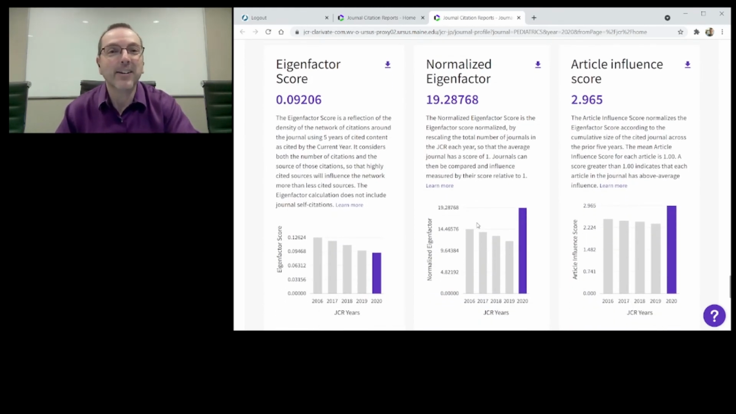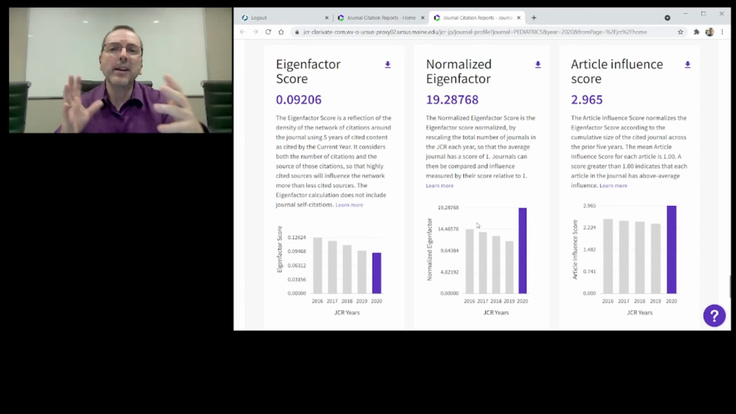Eigenfactors, ooh, I love eigenfactors. But I digress. You don't really see this reported much other than by people who are doing research on how to measure the impact of journals. There's a whole discipline of people figuring out the best ways to evaluate journals, and they'll look at this. So I don't want to spend too much time on it.